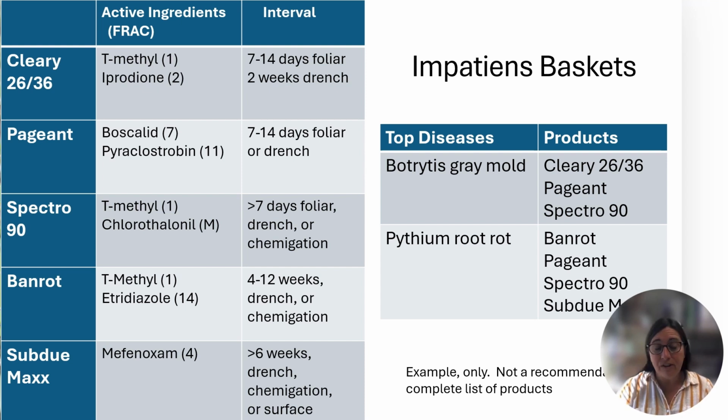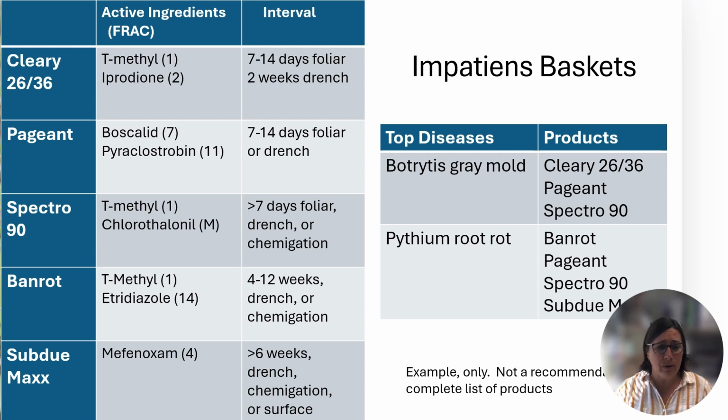Fungicide rotations and fungicide resistance are not the topic of this talk. It is something that every grower should consider, but we're not going to go down that road today. But let's get back. So Cleary's 2636 is a FRAC 1 plus a FRAC 2. The intervals on the label: 7 to 14 days for foliar applications, 2 weeks if used as a drench.